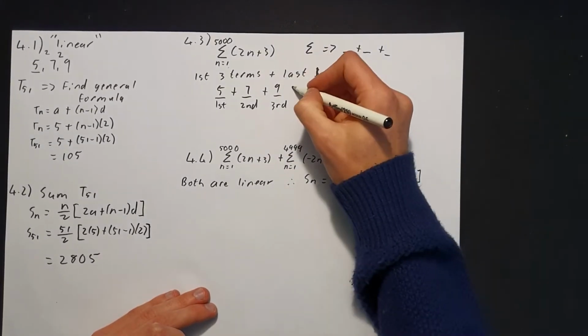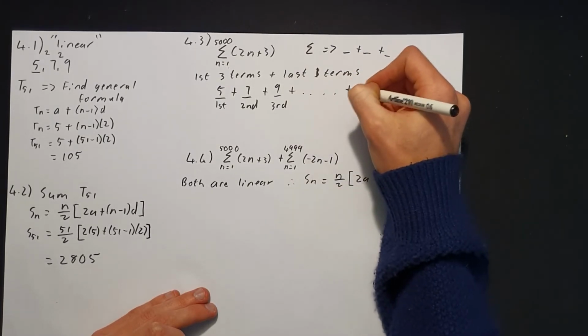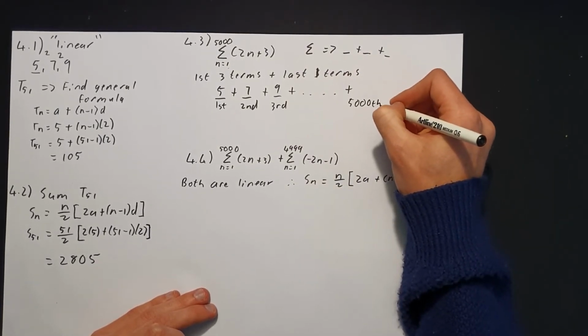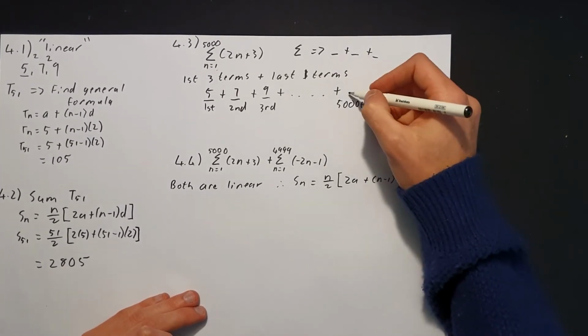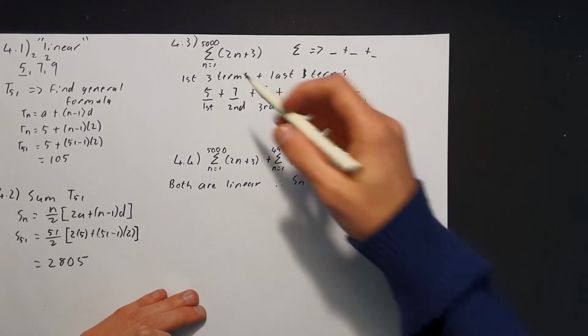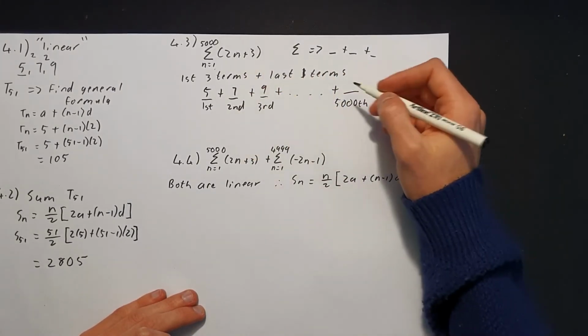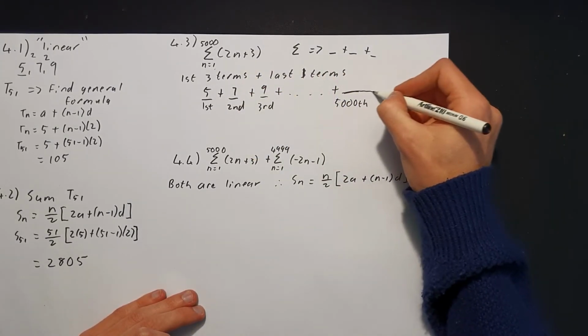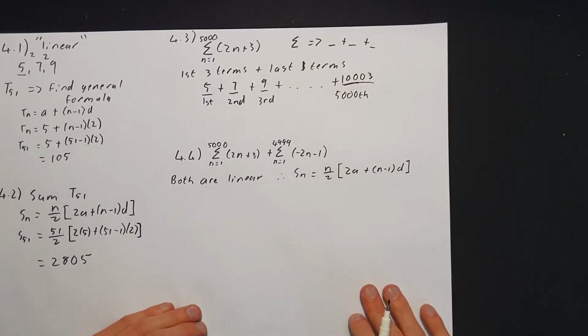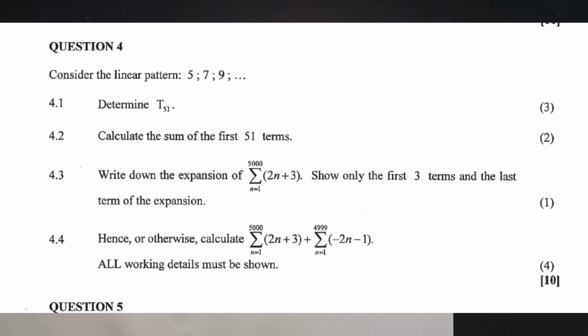And then they want the last term. So dot, dot, dot, all the way to the 5,000th term. We plug the 5,000th term in there, and 2 times 5,000 gives me 10,000, plus 3 gives me 10,003. Okay, that's 4.3.